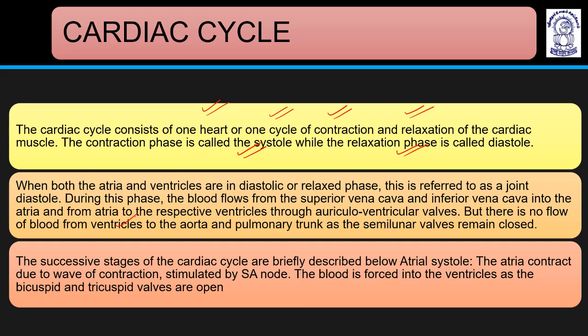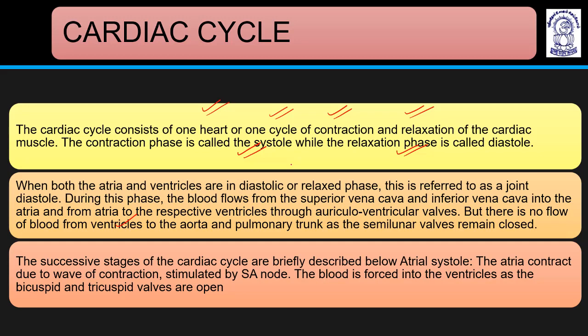When both the atria and the ventricles are in diastole, or in relaxed phase, this is referred to as joint diastole. During this phase, the blood flows from the superior vena cava and inferior vena cava into the atria, and from atria to the respective ventricles through atrioventricular valves. But there is no flow of blood from ventricles to the aorta and pulmonary trunk as the semilunar valves remain closed.